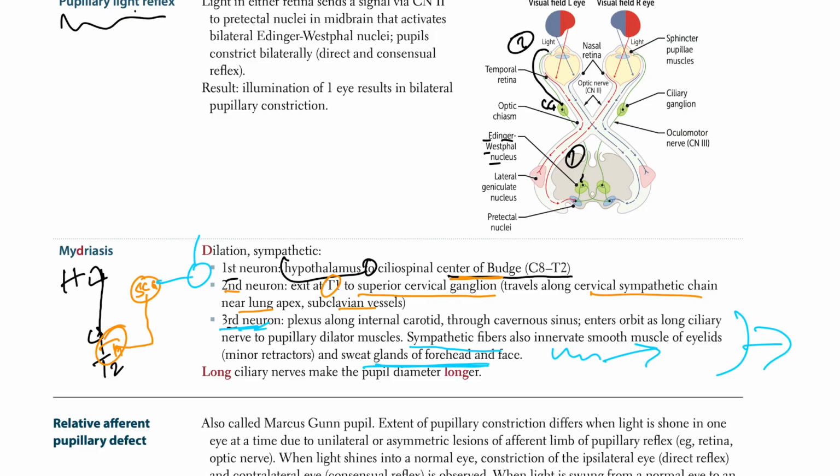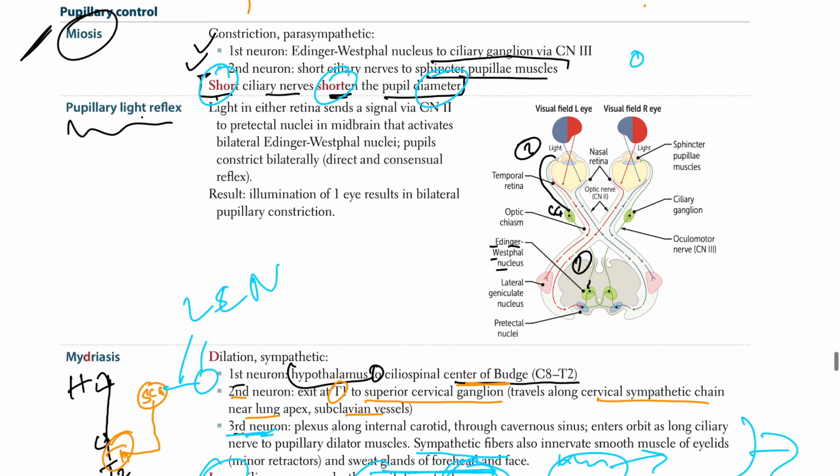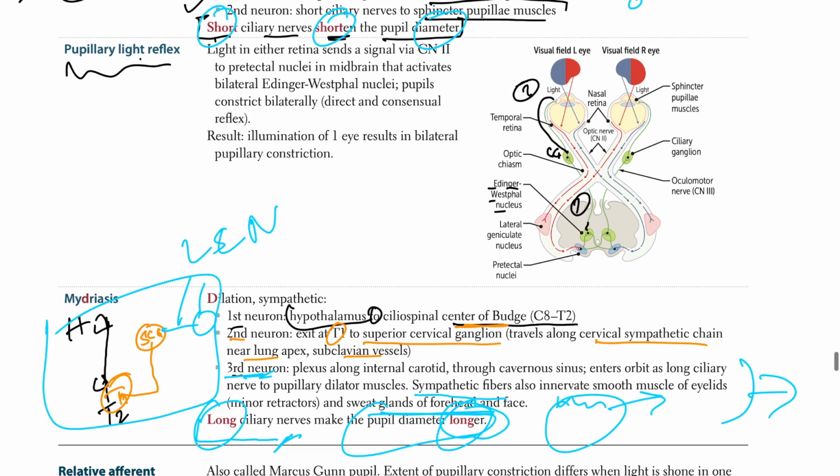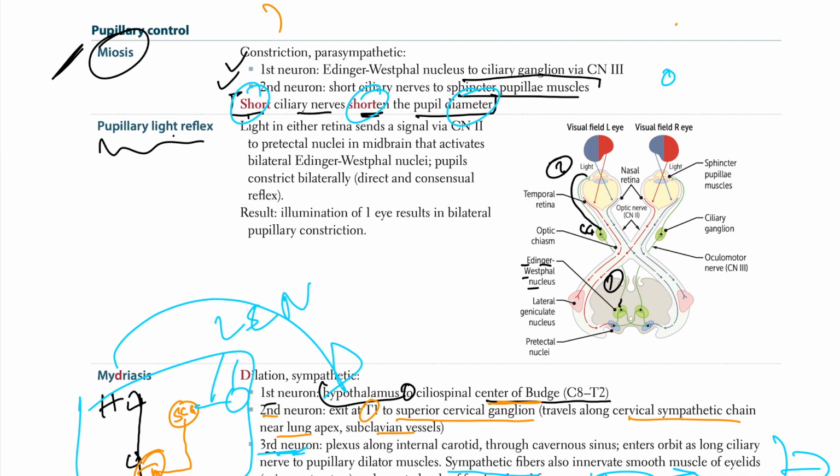Okay. Now the mnemonic here is the long ciliary nerves, because here these were the long ciliary nerves. They make the pupil diameter longer, right? Longer diameter, meaning wider diameter of the pupil. Shorter diameter of the pupil, meaning decrease the size of pupil. Okay, so keep this in head, and that's pretty much for mydriasis, right? So let's just take a look at now the light pupillary reflex.